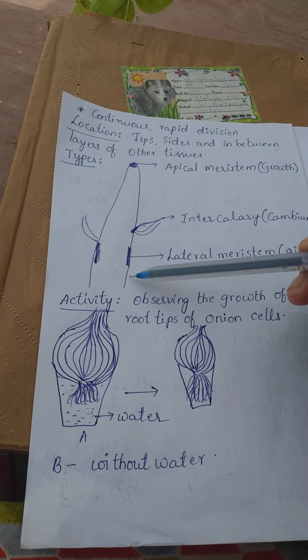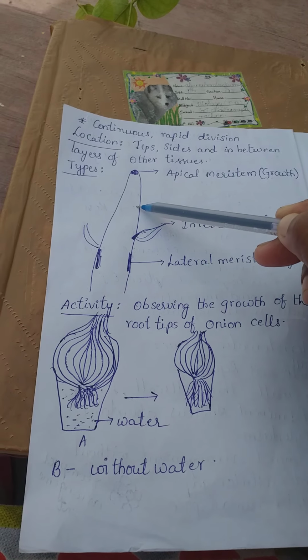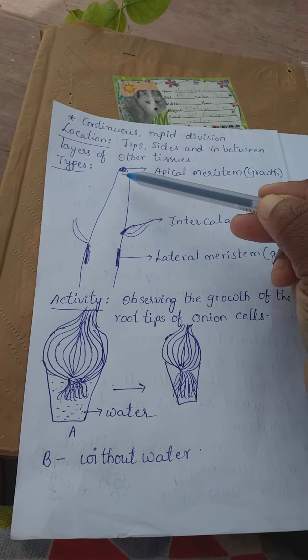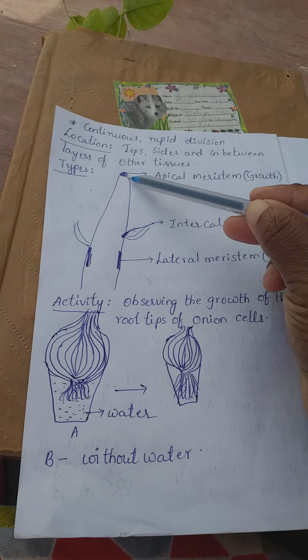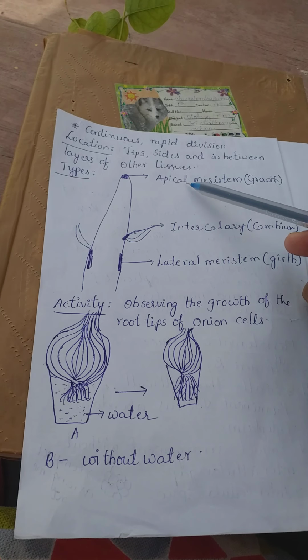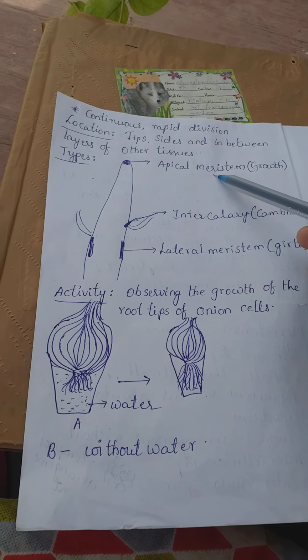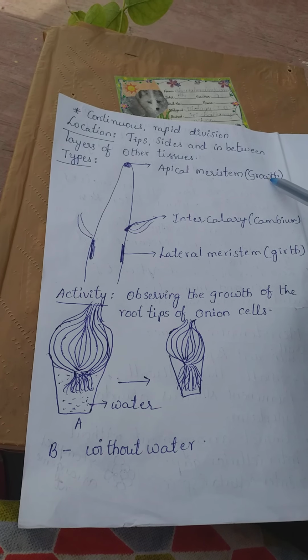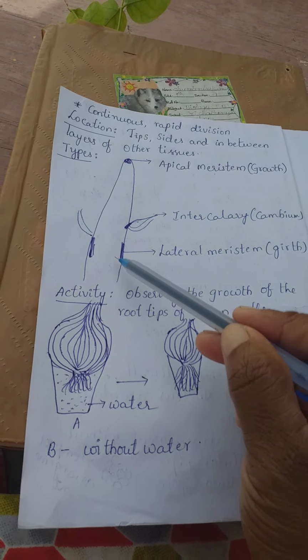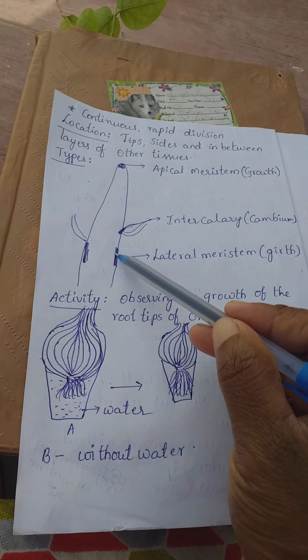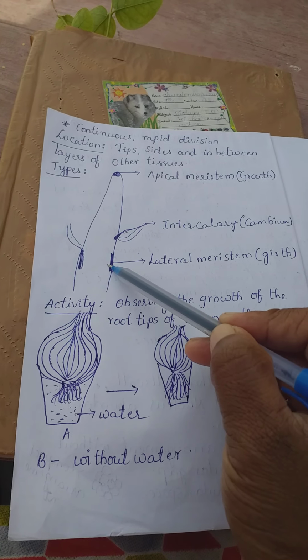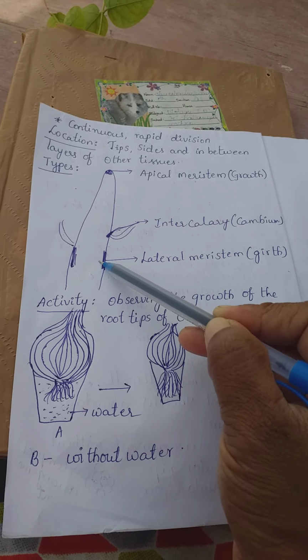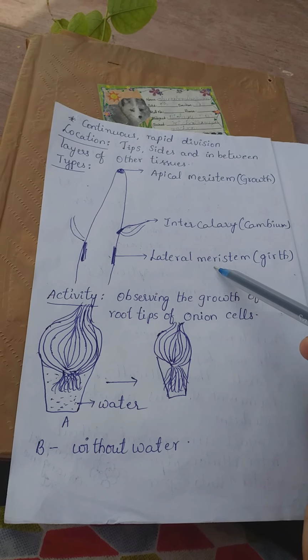See here, I have drawn one imaginary diagram. If the meristematic tissue or cells are present on the top of the regions, we can call it apical meristem. It improves the overall growth. It brings the overall growth in the plant. Next one, sides of the plant, that is called the lateral part. It increases the size. It is because of lateral meristem.